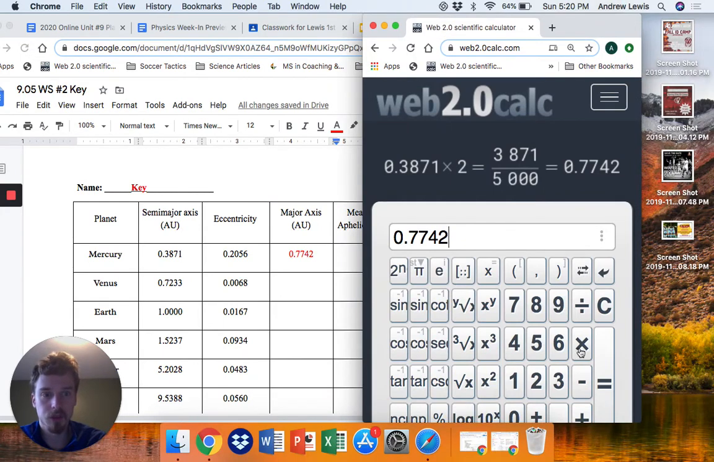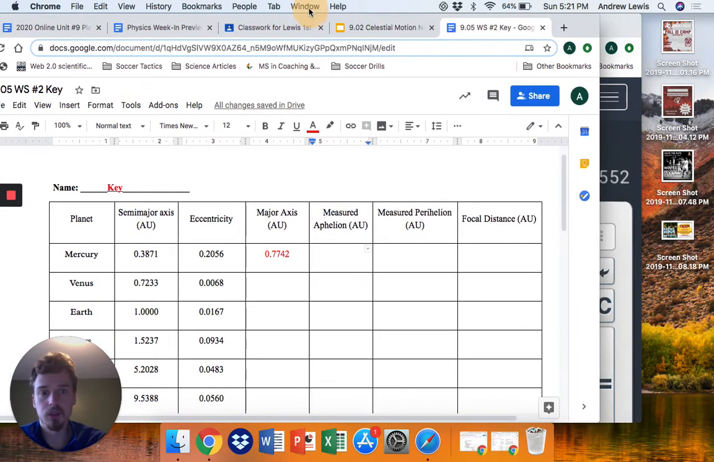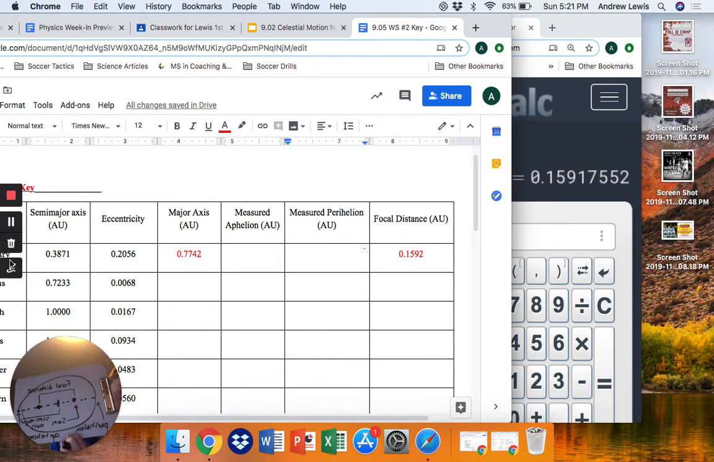So there's my major axis times my eccentricity, 0.2056, and I should get a focal distance of 0.1592. Okay, so what it's saying here really is the distance between the two foci is 0.1592 astronomical units.